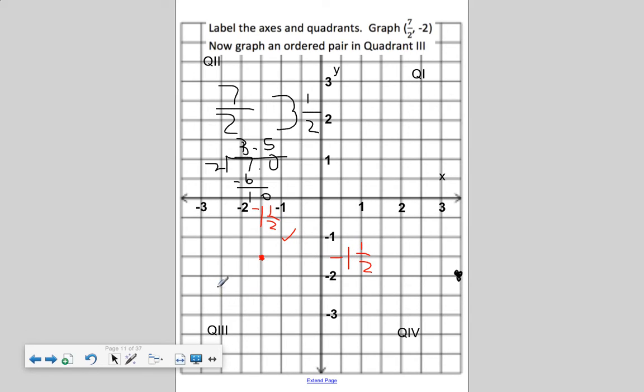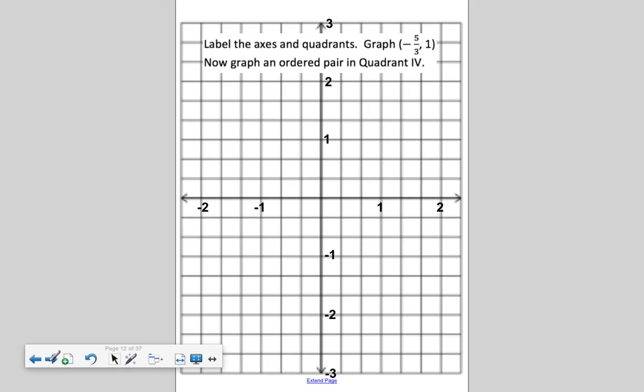What if I had graphed this one right here? This would have been -1/2, -1, -1.5, -2, -2.5. I hate writing these. Comma, oh, forgot my parentheses. And let's see, the y-axis is -2. So -2 and 1/2, comma, -2. Let's look at our next example.